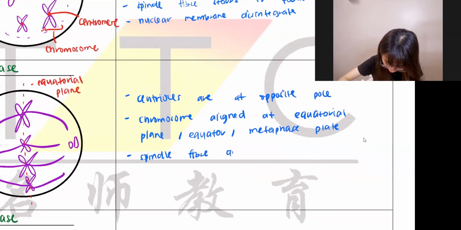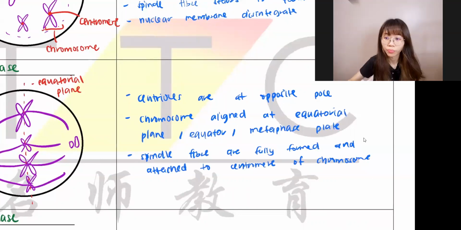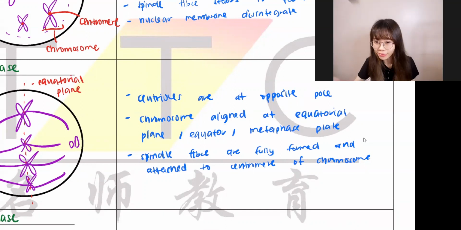Spindle fiber are fully formed and attached to centromere of chromosome. Okay, so this is the answer. If you can't remember the word align in an exam, you can write line up. Line up also can. Don't need to write align, it's totally fine. Okay, so same thing, we have to find chromosomal behavior. What is chromosomal behavior? Something to do with chromosome, we call it chromosomal behavior. This one and this one is chromosomal behavior.